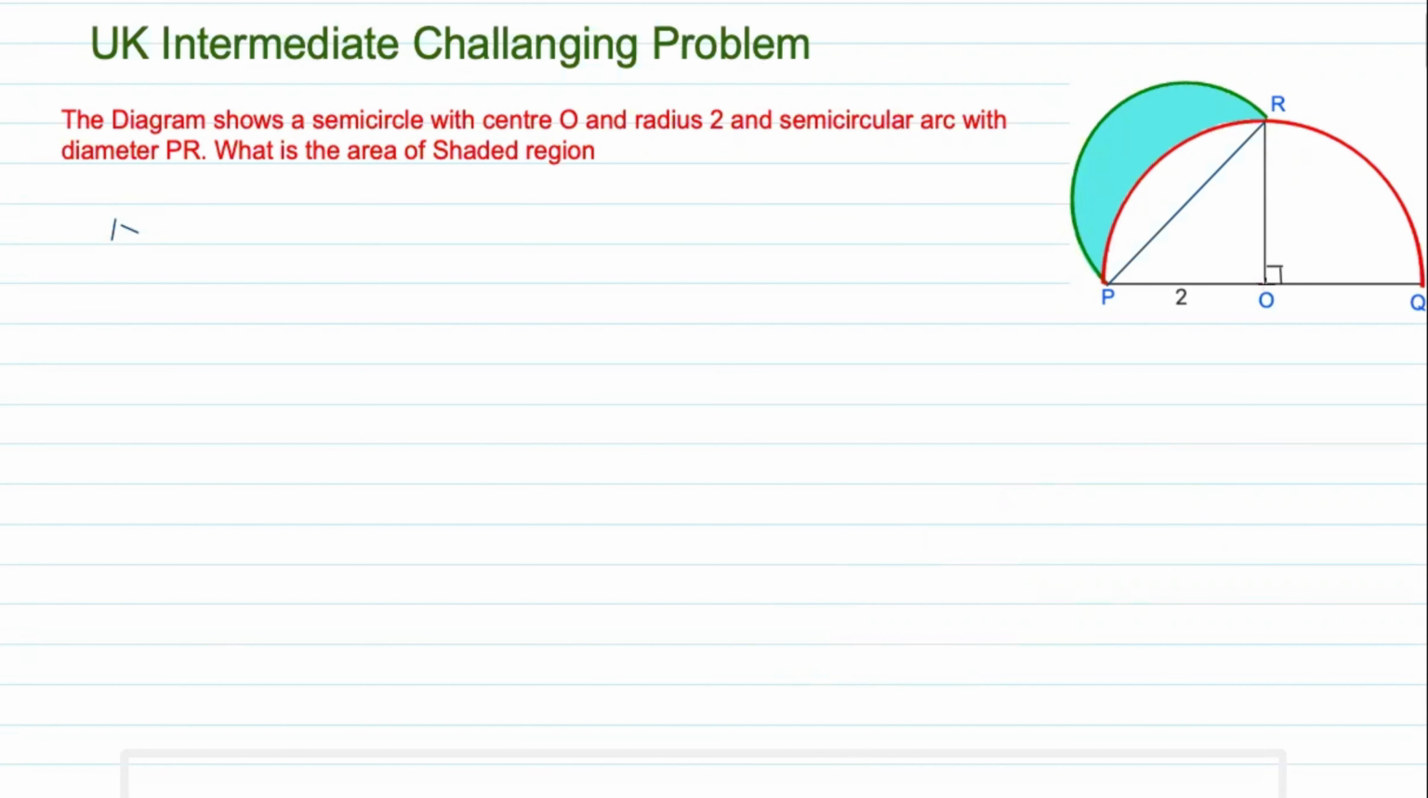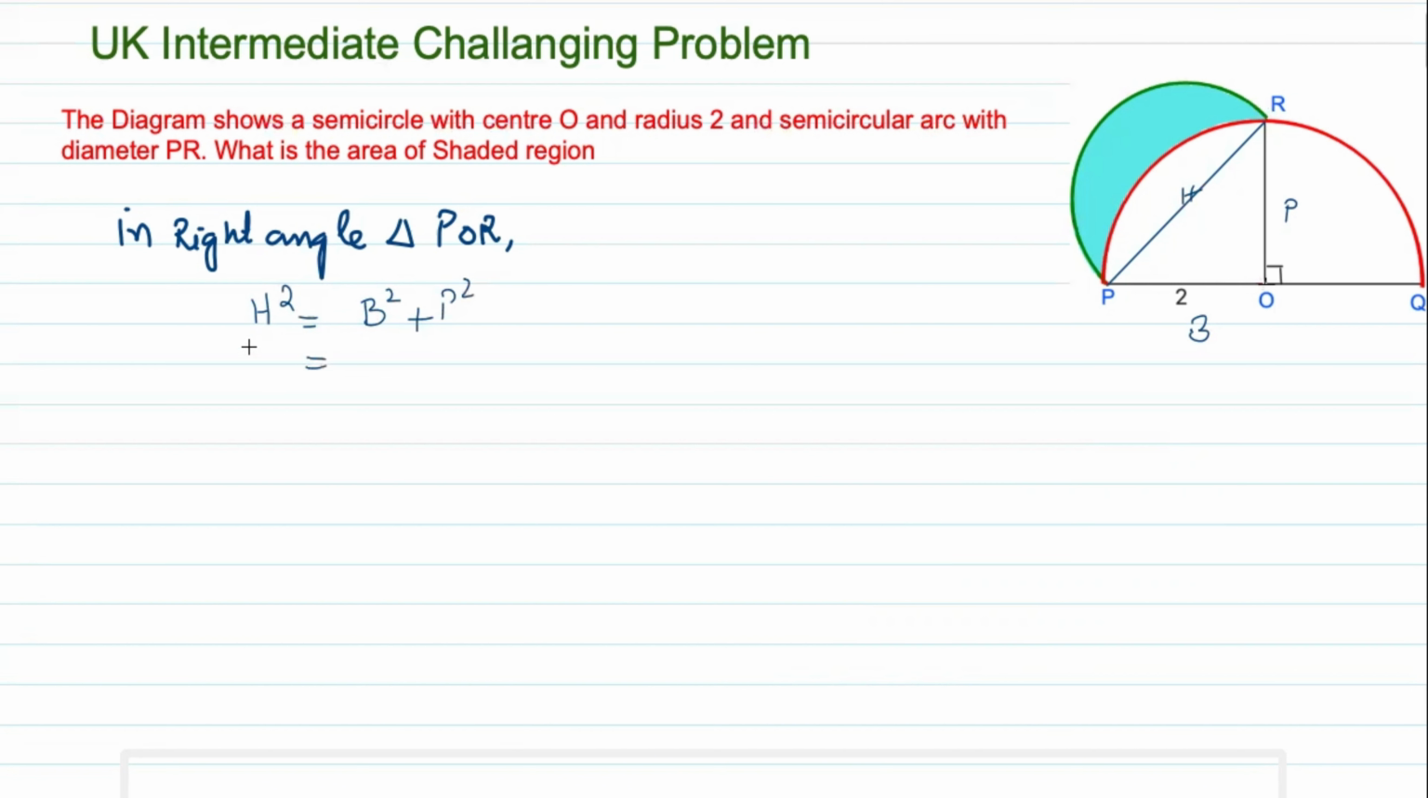Now in right angle triangle POR, the length of PR we can calculate by using the Pythagoras theorem. In this Pythagoras theorem, the hypotenuse square will be equal to base square plus altitude square. This is the hypotenuse and this is the base and this is the perpendicular. Therefore, the hypotenuse square will be equal to base square plus perpendicular square.